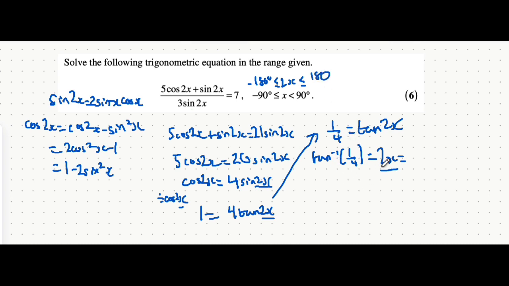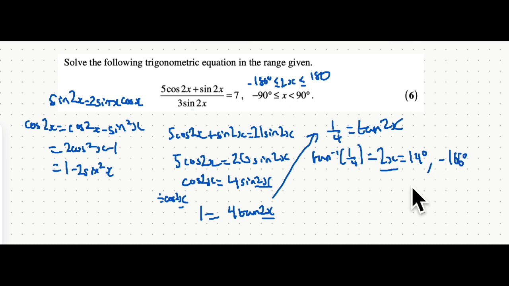Now that you've done that, if you put the inverse tan of a quarter in your calculator, you'll get a value of 14 degrees. What we know about tan values is that they repeat every 180 degrees. If you add 180 to 14, it goes outside of this range, so we don't include that in our answer. However, if you subtract 180, you get a solution that is still within this range. 14 take away 180 is actually minus 166 degrees.